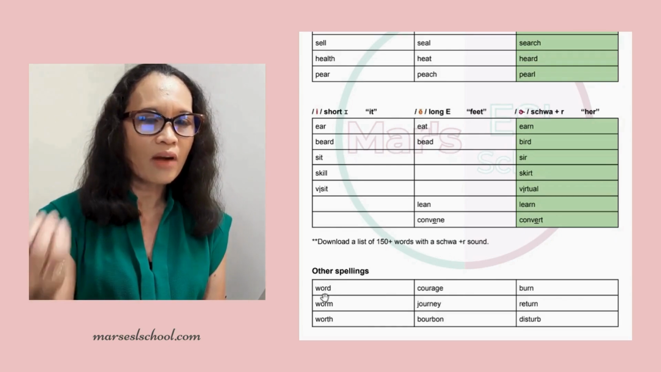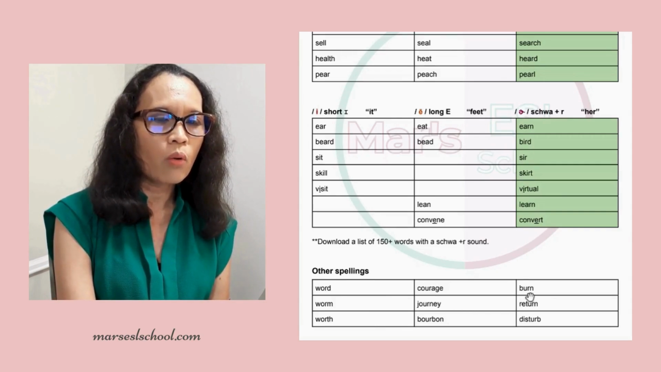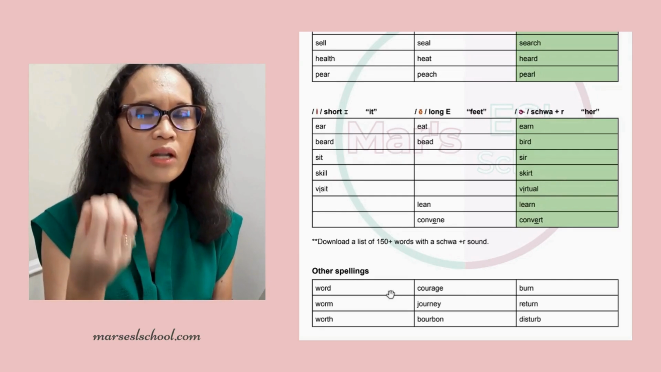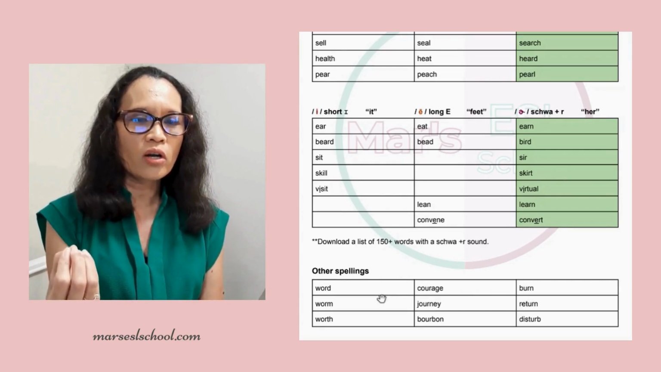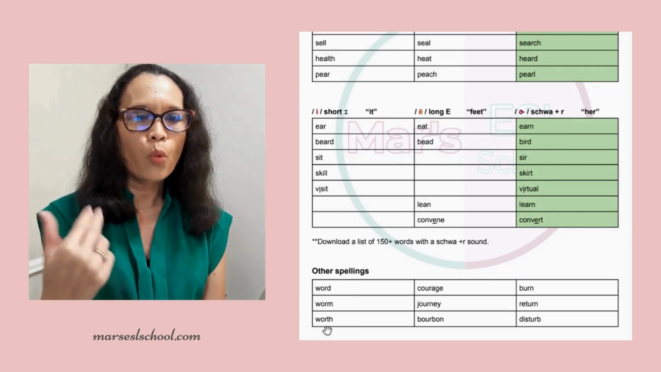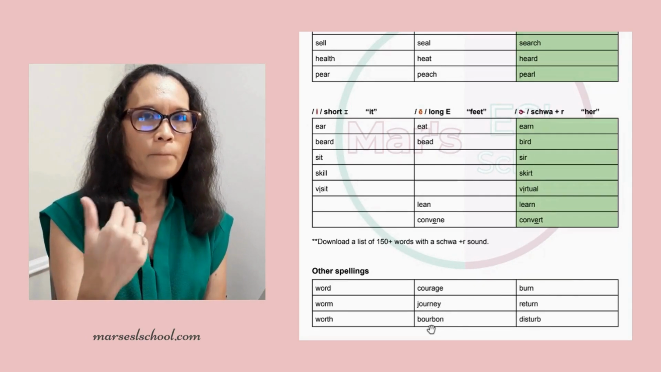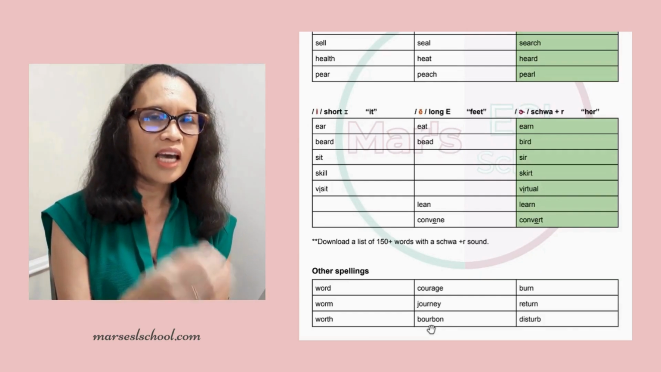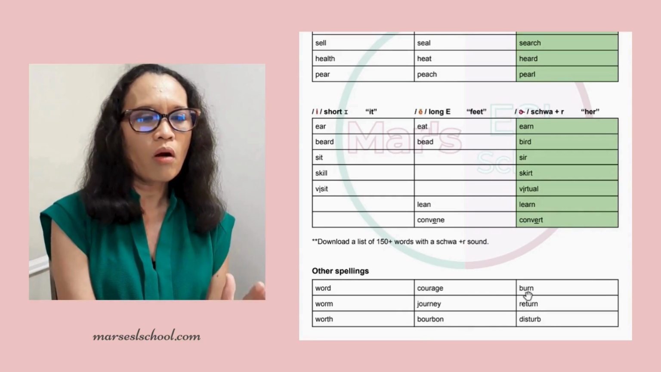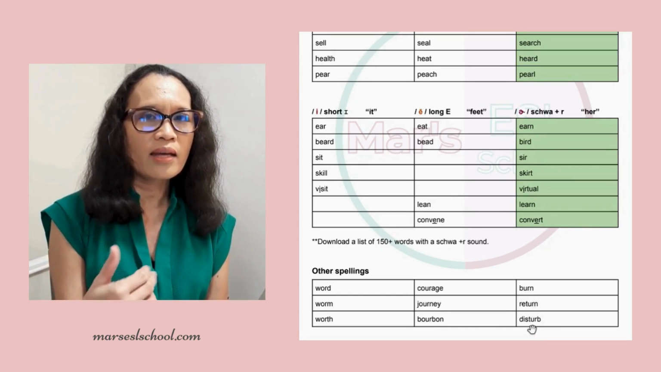There's always an R after the vowel. So here we have words with OR or OUR and then UR. Here we have to remember the sound again with the proper shape of your lips and the placement of your tongue. So we have word, were, worm, worth, cur, courage, journey, bourbon. So again, it's a very heavy R sound, and more examples with the spelling UR in the middle. We have burn, return, and disturb.